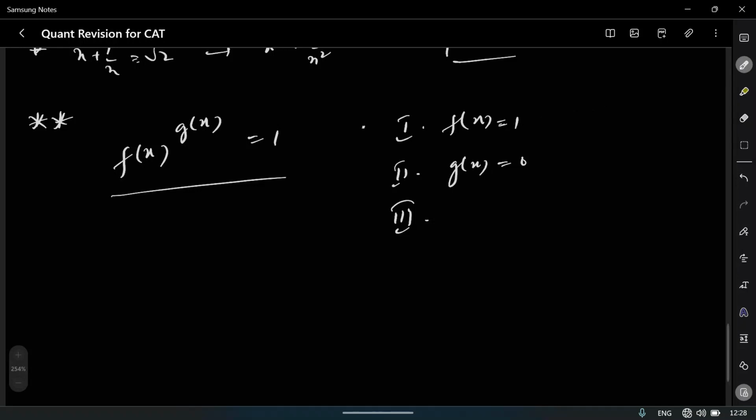And the second case is g of x equals 0. Put g of x equals 0 and we are going to get some values. The third case is the most important case. We mainly make mistakes here only. If anything is in the form of minus 1 power even, so f of x equals minus 1 and g of x equals even. After solving this, we'll get some values. If we put those values here, if it is satisfying, then it will be a solution. So this is one of the most important models which CAT is frequently asking.